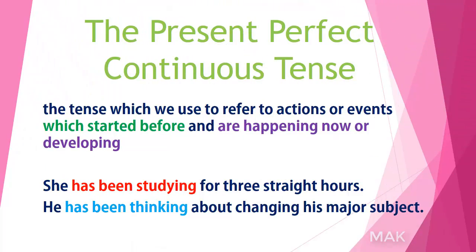The present perfect continuous tense: the tense which we use to refer to actions or events which started before and are happening now or developing. The sentences she has been studying for 3 straight hours and he has been thinking about changing his major subject are all in the present perfect continuous tense.